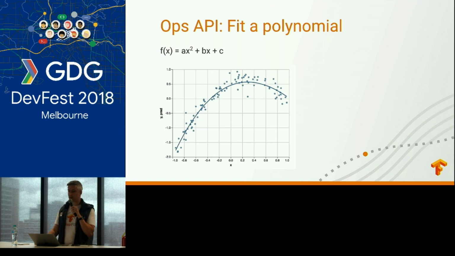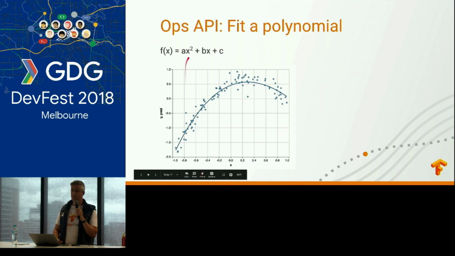I'll give you a quick example of what both of the APIs look like. In this example, we're going to fit a polynomial. We've got y equals ax squared plus bx plus c. In this case, we're going to try and learn what the values of a, b, and c are, given our x data and y data.